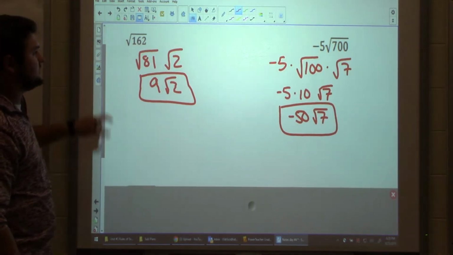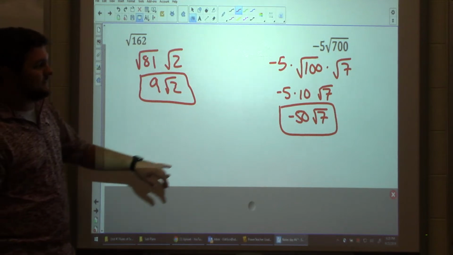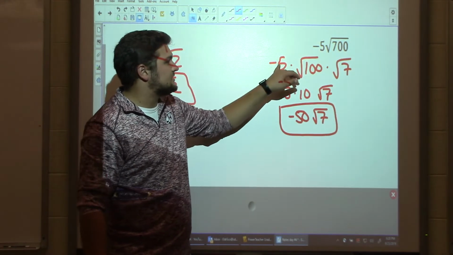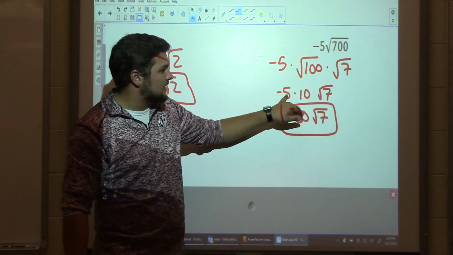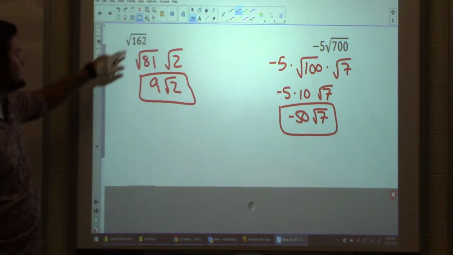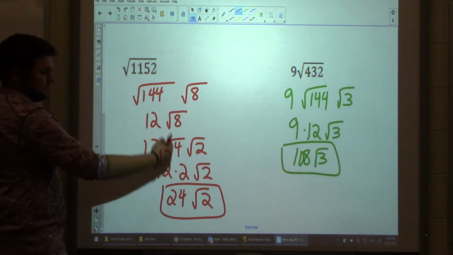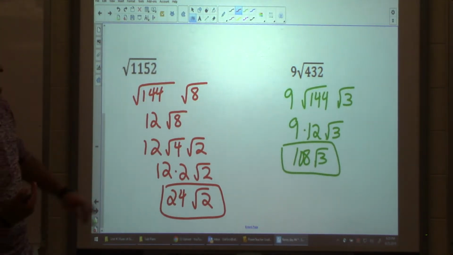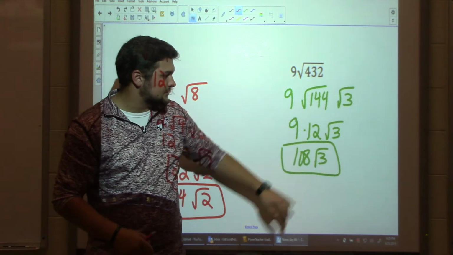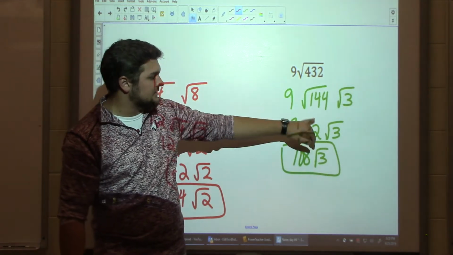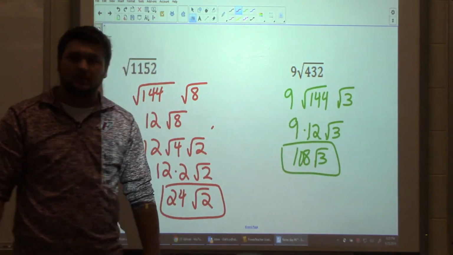First one should be 9 square roots of 2. Second one should be negative 50 square roots of 7. Right? That negative 5 stays out front. Once you pull the 10 out, it becomes negative 50, negative 5 times 10. On the bottom, this one should become 24 square roots of 2. This one should become 108 square roots of 3, right? 9 stays up front, so I pull the 12 out. 9 times 12 gives me 108 square root of 3.